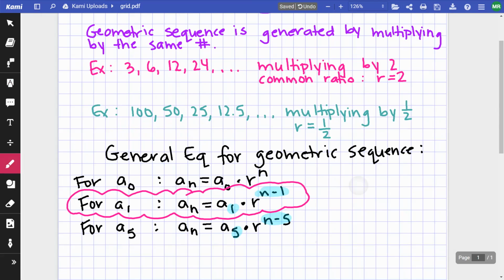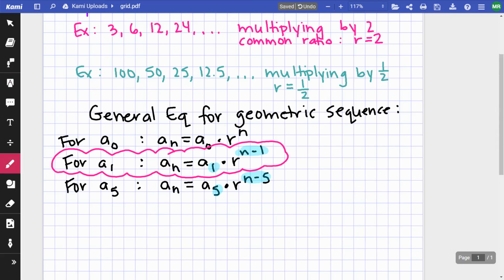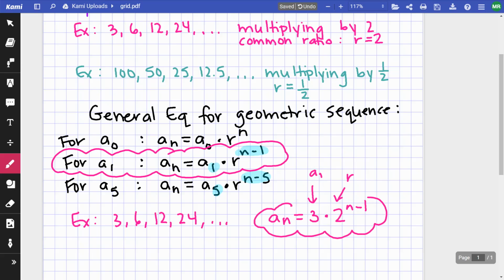So let's say I wanted to write an equation for 3, 6, 12, 24, and so on. For this one, I would start with my first term, which is 3. This is my a sub 1, and I am multiplying by 2. This is my r. And since it was my first term, I'm going to do n minus 1. And that would be the equation.